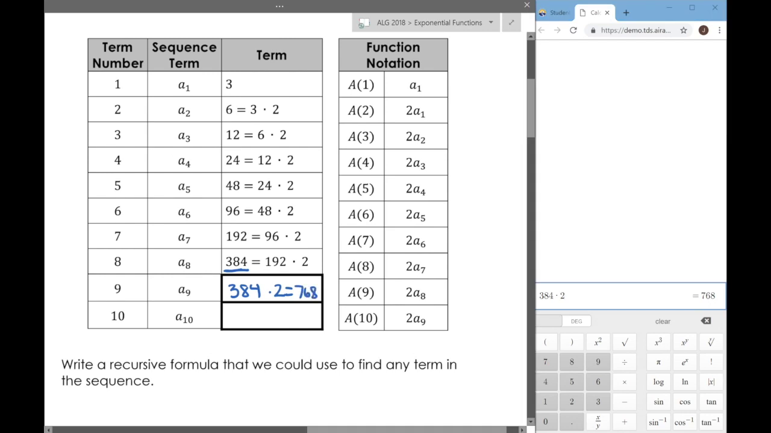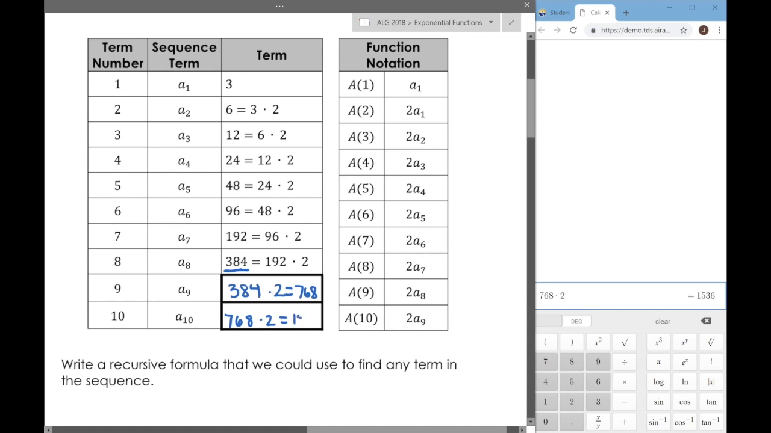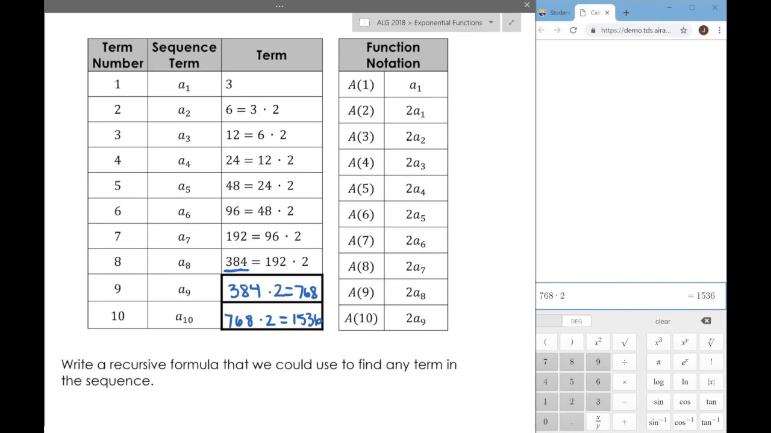Okay, so now if I want to find my 10th term, just take the previous term, 768, and multiply that by the common ratio. The common ratio is 2. So if I clear this, 768 times 2. That answer is 1,536. Okay. So for recursive form, we just need to use the previous term and multiply that by the ratio.